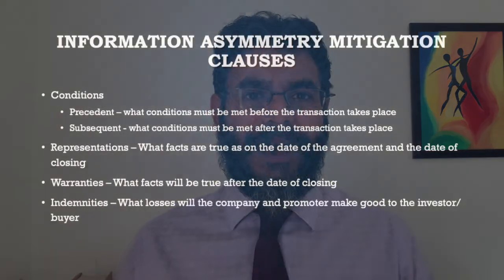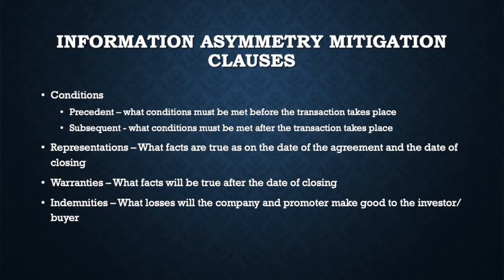This is covered under information asymmetry mitigation clauses. Now, information asymmetry mitigation clauses sounds like a big deal. It's not really if you break it down. We know that the seller has more information about the good or the shares being sold than the buyer. This is known as information asymmetry. Clauses that mitigate information asymmetry are, well, as follows.